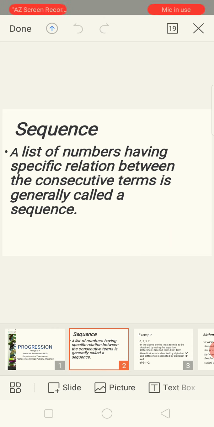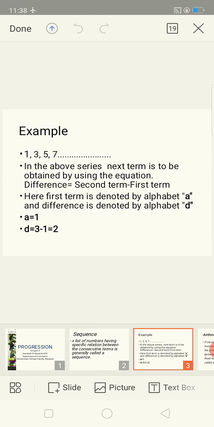Sequence. Sequence means a list of numbers having a specific relation between the consecutive terms is generally called a sequence. Here is an example, the series 1, 3, 5, 7. The next term is to be obtained by using the equation difference is equal to second term minus first term. Here the first term is denoted by alphabet A and the difference is denoted by alphabet D.